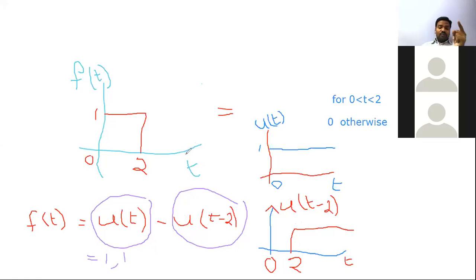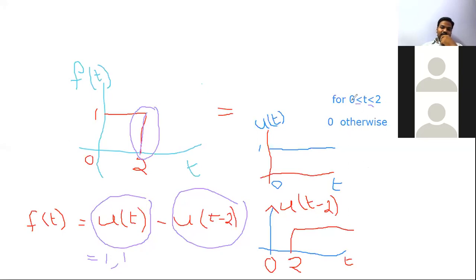Now please carefully see that at time t is equal to 2, the amplitude of u of t is equal to 1 and the amplitude of u of t minus 2 is also equal to 1. So 1 minus 1 is equal to 0. That means the slope becomes 0. Now see here, for 0 to 2, that's why I have not included the greater than or equal to or less than or equal to.